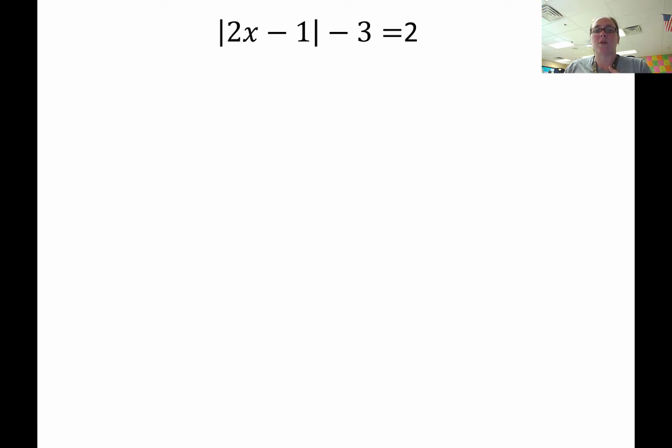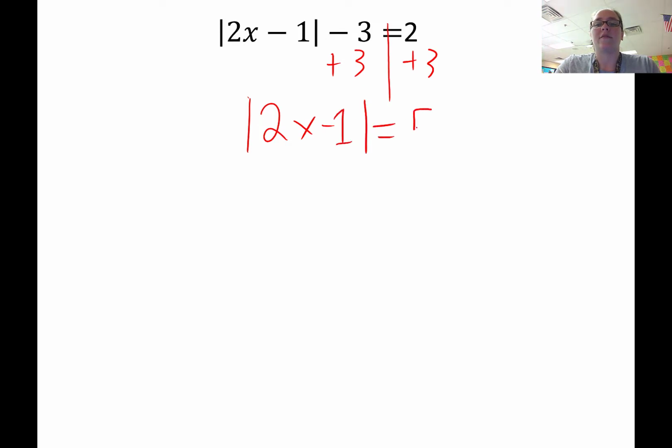All right, so let's look at this first one. I've got the absolute value of 2x minus 1, minus 3, equal to 2. So I do have something outside the absolute value, so I need to clean that up first. And I'm going to do that by doing the inverse, or the opposite. So I'm going to add 3 since that is subtracting. And that is going to give me the absolute value of 2x minus 1 equal to 5.